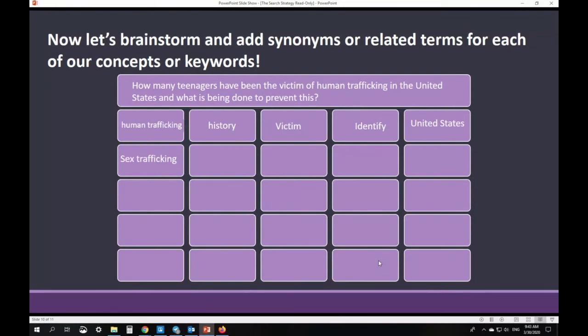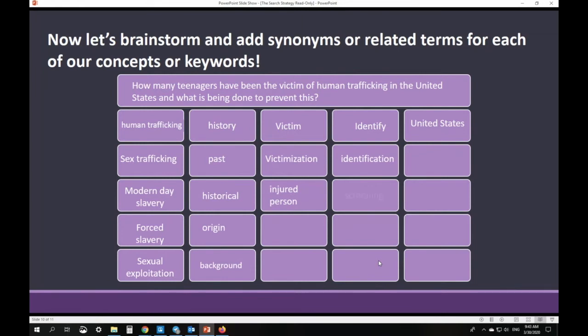Some synonyms for human trafficking are sex trafficking, modern day slavery, forced slavery, or sexual exploitation. Synonyms or related terms for history can be past, historical, origin, or background. Synonyms or related terms for victim can be victimization or injured person.